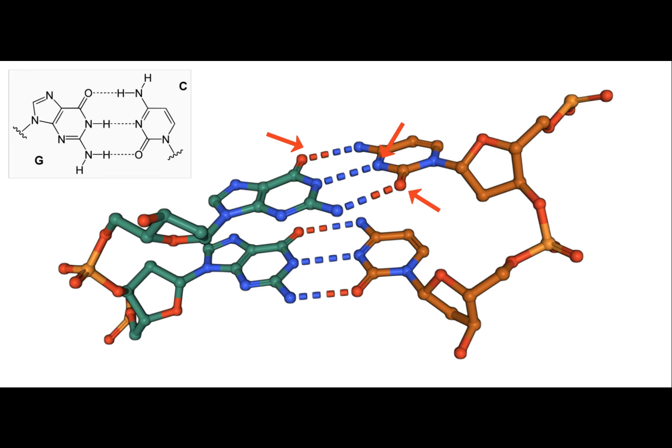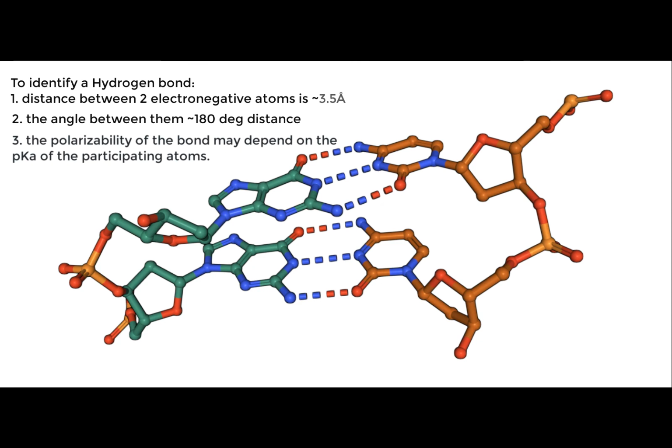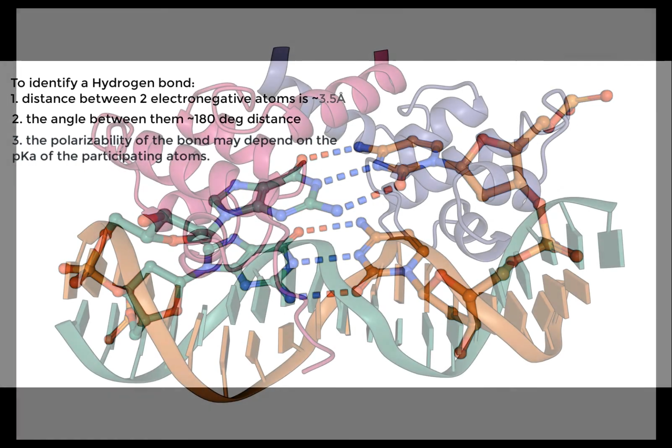the acceptors. The distance between the two electronegative atoms in the hydrogen bond is approximately 3.5 angstroms, while the angle, including the hydrogen atom, is approximately 180 degrees. Note that the polarizability, hence the strength of the hydrogen bond, may change with the pH of the environment.